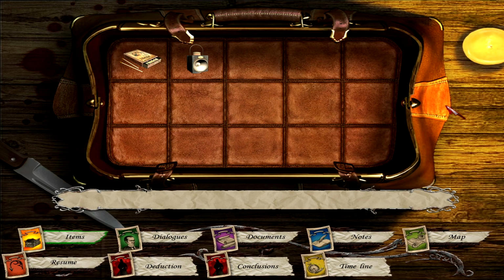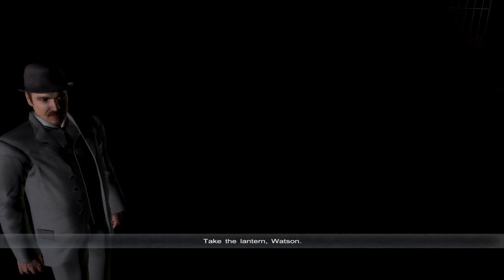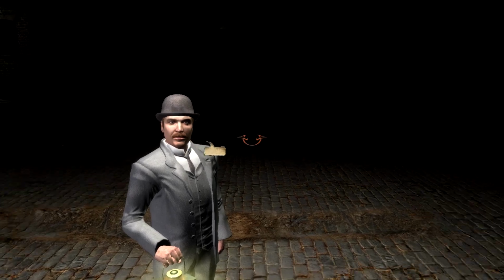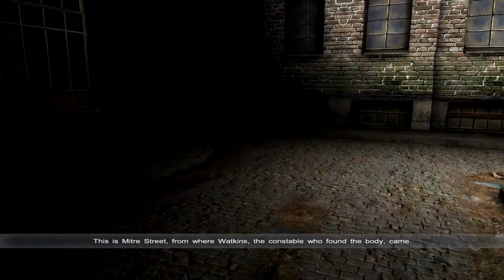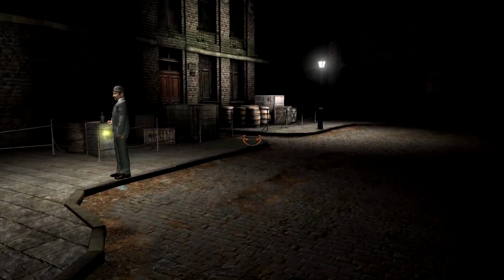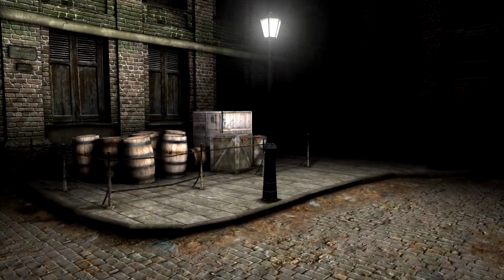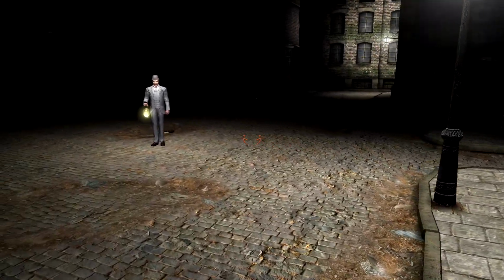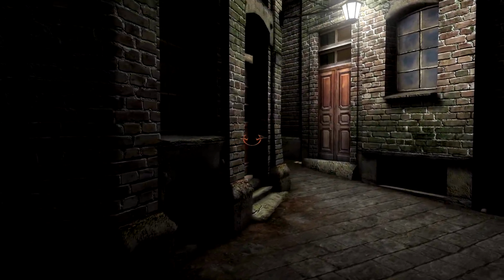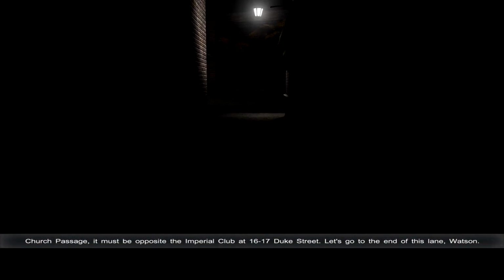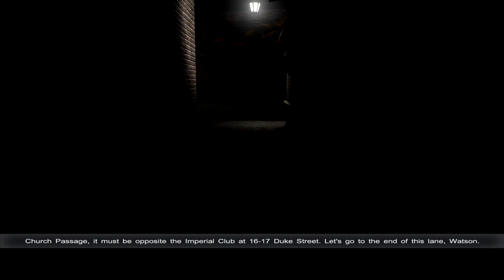Take the lantern, Watson. Come on, lantern boy. This is Mitre Street, from where Watkins, the constable who found the body, came. Okay, we don't need to go that way. Right, this way. So we need to go to each of the exits. There's one here. This dark and narrow passage leads to St. James's Place. And then there's one up here. Church Passage. It must be opposite the Imperial Club at 16 to 17 Duke Street. Let's go to the end of this lane, Watson.